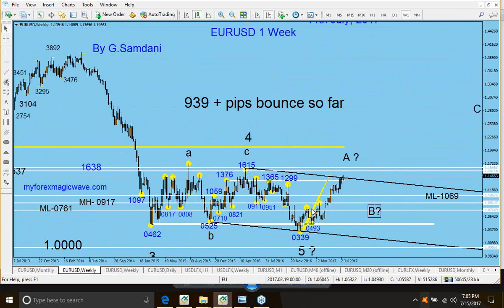See, this is wave 1, 2, and 1, 2, 3, 4, 5 here. The problem is that this cannot be a corrective wave. This has to be, unless this is some kind of nasty correction, a triangle or something. It's a possibility that this count that I have here is not the one. It's not the correct count.